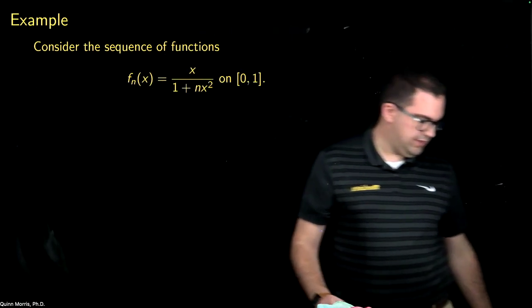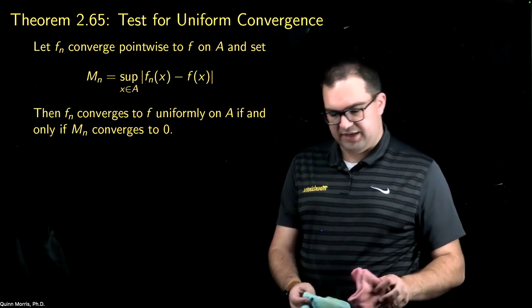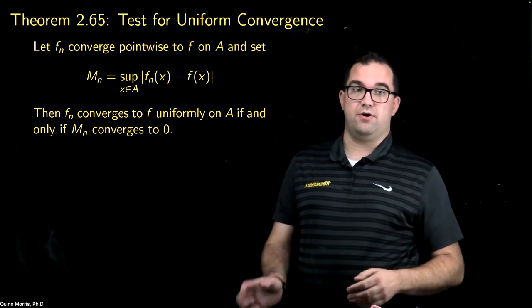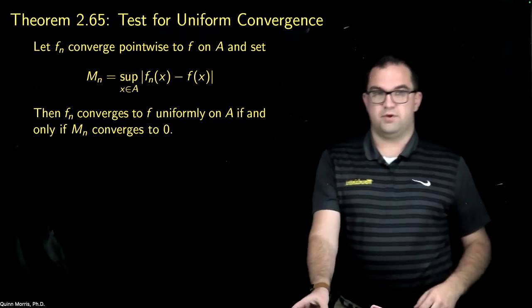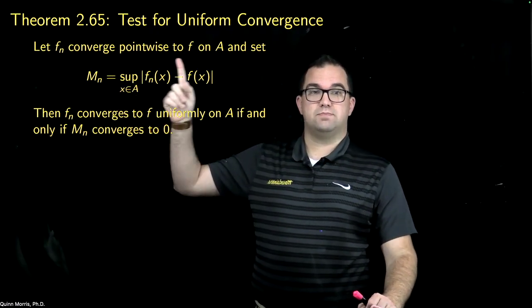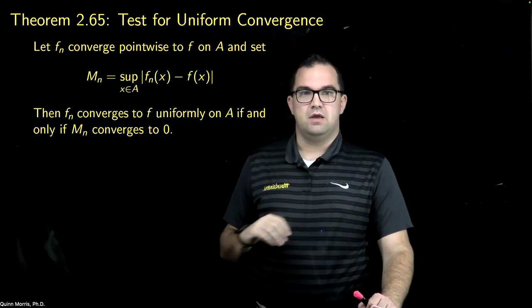So what we actually get is a theorem. This is sometimes called the test for uniform convergence, but it's also really just an alternative characterization of uniform convergence. So suppose f sub n converges pointwise to a function f on a set A.